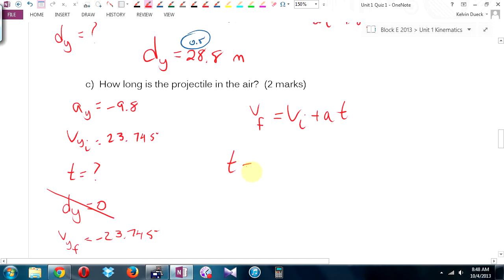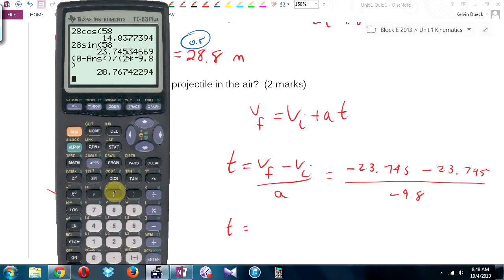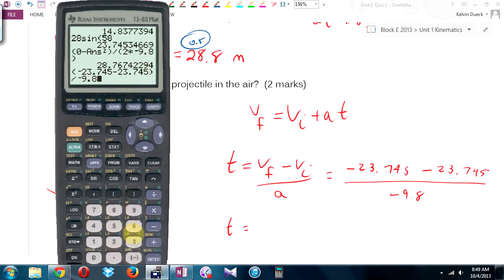I think I'm going to use T equals V final minus V initial all over A. I'm going to use negative 23.745 take away 23.745, all divided by negative 9.8. I think I'm going to go bracket negative 23. You know what? Oh, no, I can't use my answer button. 745 take away 23.745, all divided by negative 9.8. You get 4.85? 4.84, depending on what you round it off to. I think 4.85 is accurate, but I'll take 4.84.